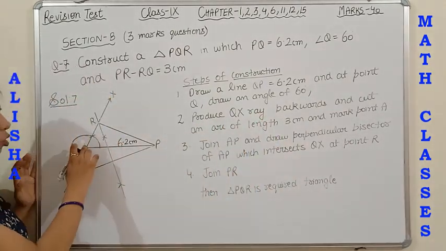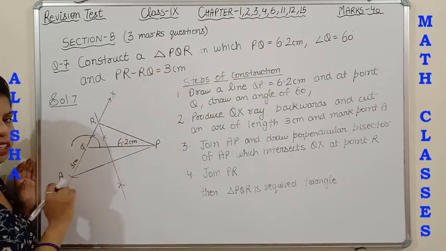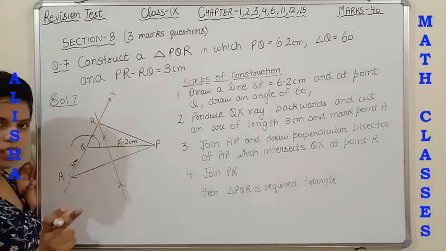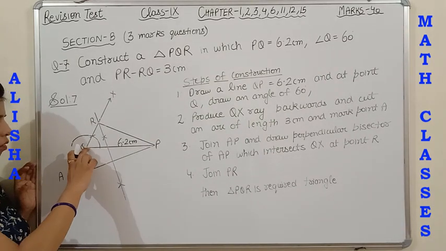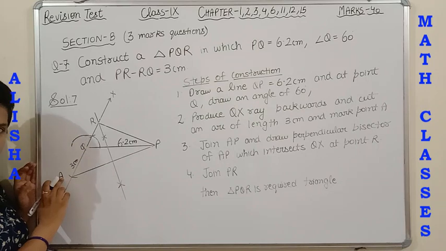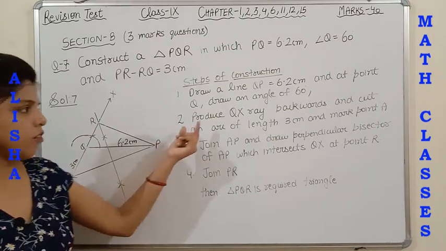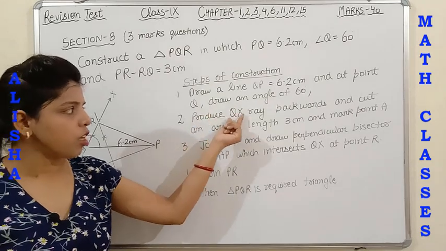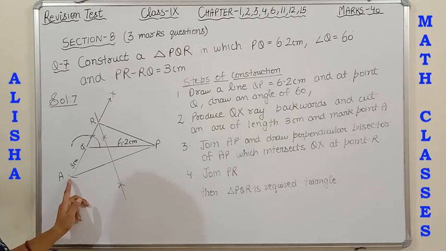And what we have to do, from point Q, we have to take an arc of length 3 cm. Whatever the difference of the two sides is given, we have to open an arc by the scale, and we have to cut an arc of length 3 cm. Now this is point A, and we have to join AP. So these are the steps of construction that I have written here. Produce QX ray backwards and cut an arc of length 3 cm and mark point A.